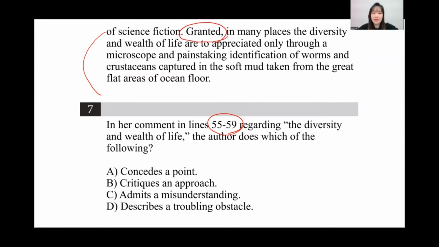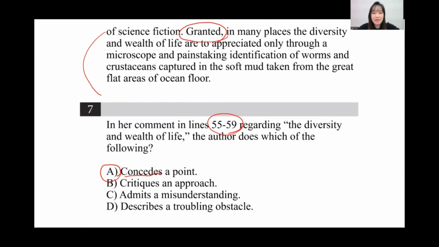Again, it begins with a pivot word, a yield pivot word, which is "granted," right? So in looking at the yield pivot word, what do we say we have to look for? Acknowledge and concede. So let's give that another shot. Where do we see the word acknowledge or concede in the answer choices? We see that in A, right?